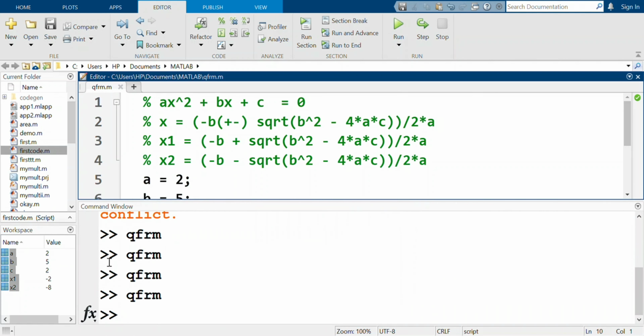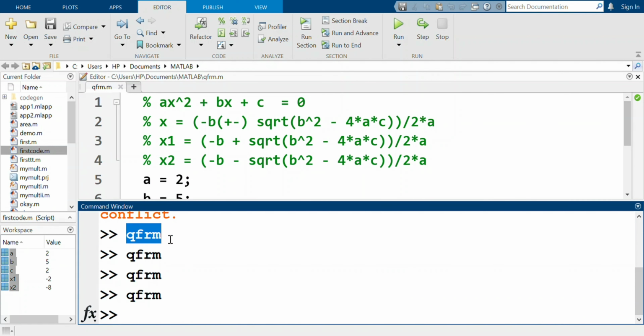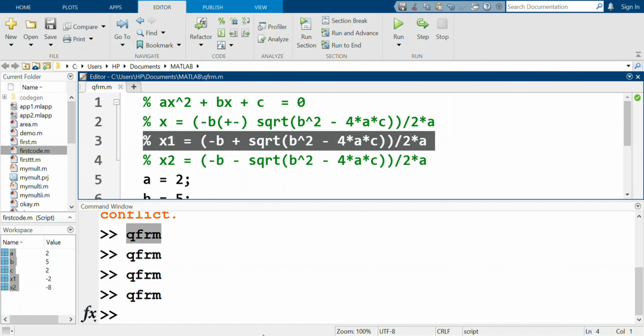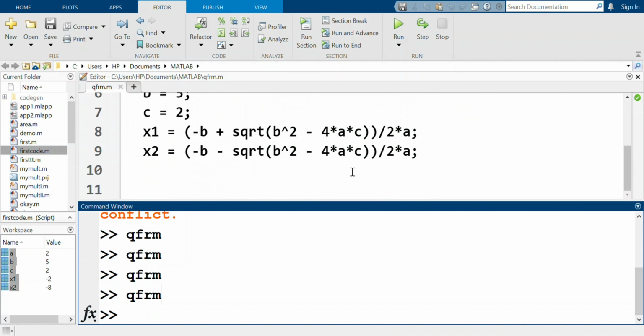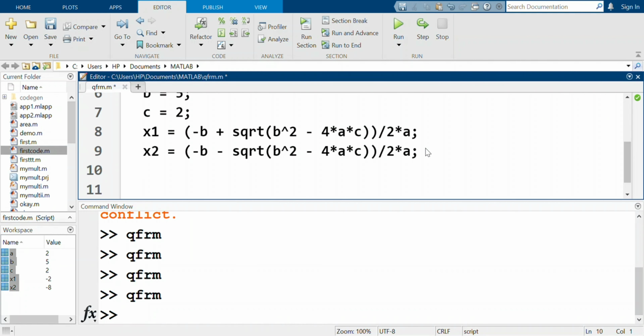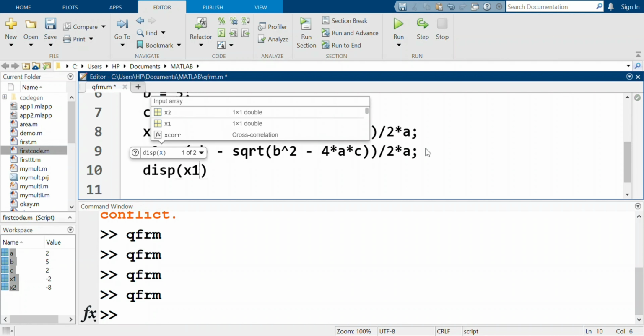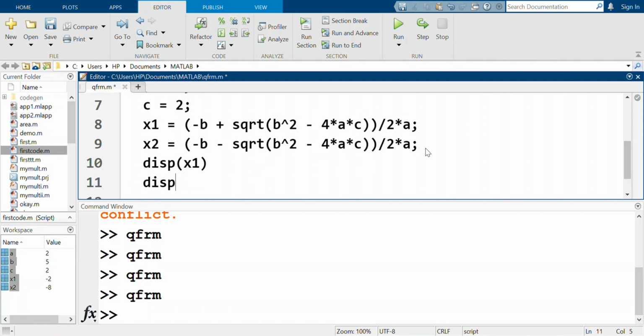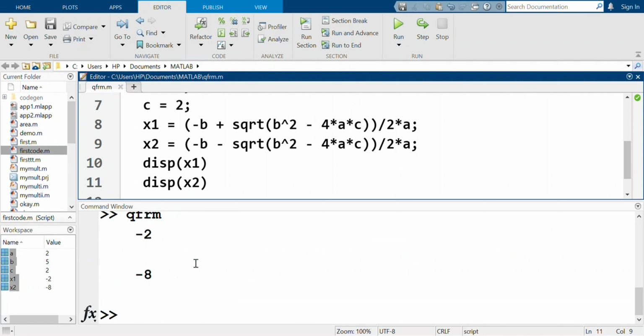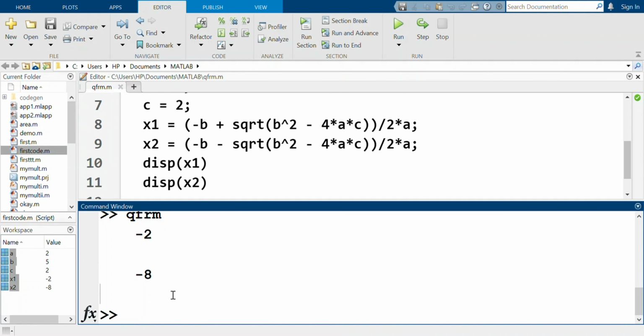MATLAB will just print the name of the file. So what do you mean by x1, x2? What do you want me to do? I'm not understanding anything. So we just say disp x1 and disp x2. It's like print x1 and print x2. Click enter or click on run. Now, yeah, MATLAB, I understand. You want me to display x1 and display x2. Okay, so x1 is -2 and x2 is -5.